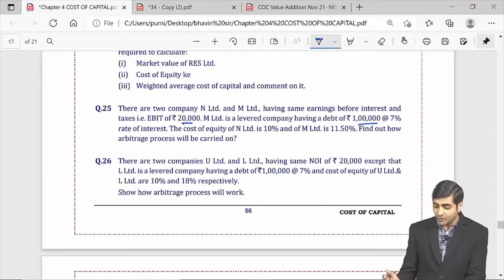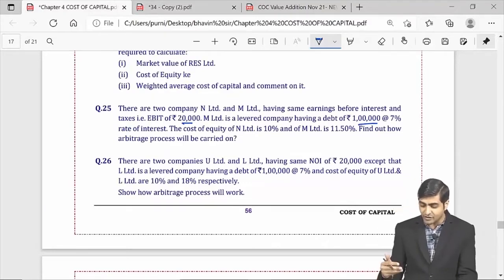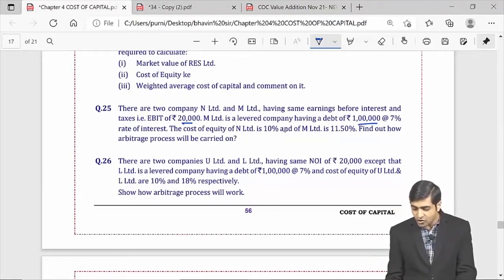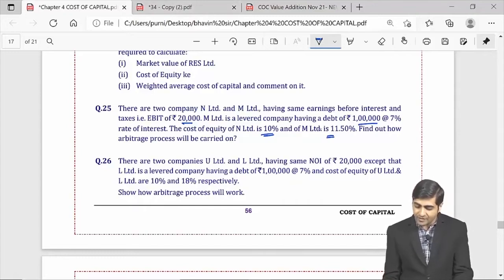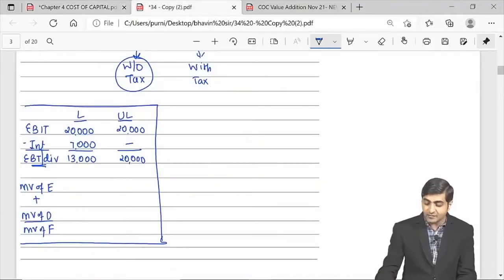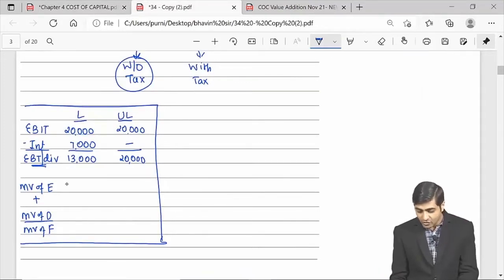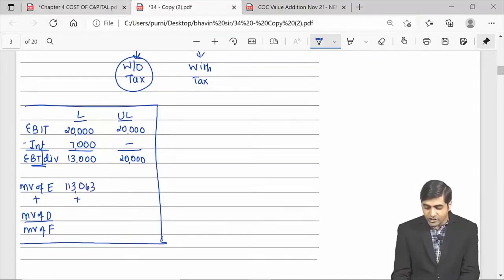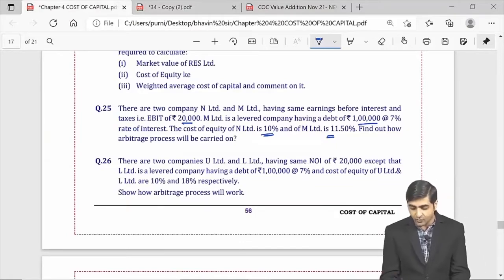What will be your market value of equity? It will be nothing but your dividends divided by KE. Your cost of equity for N is 10%, for M is 11.5%. Now N is your unlevered company, M is your levered company because M has debt in its capital structure. So we will simply take your dividends, which is 13,000, and divide that by 11.5%. This will give your market value of equity, which is 1,13,043. And to this, we will add the market value of the debt, which is 1 lakh.